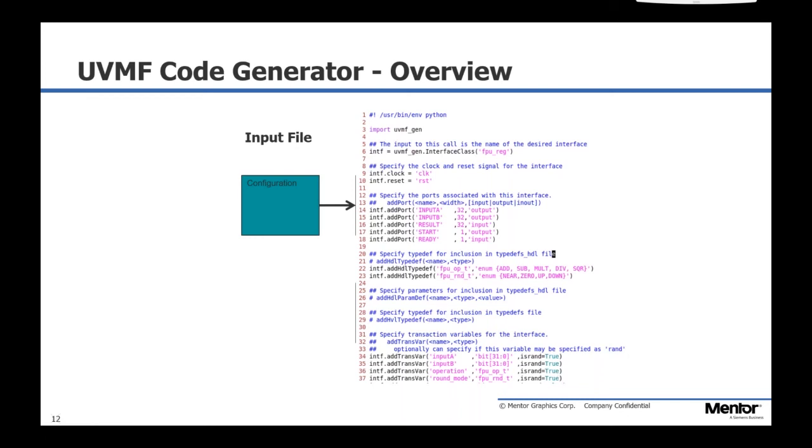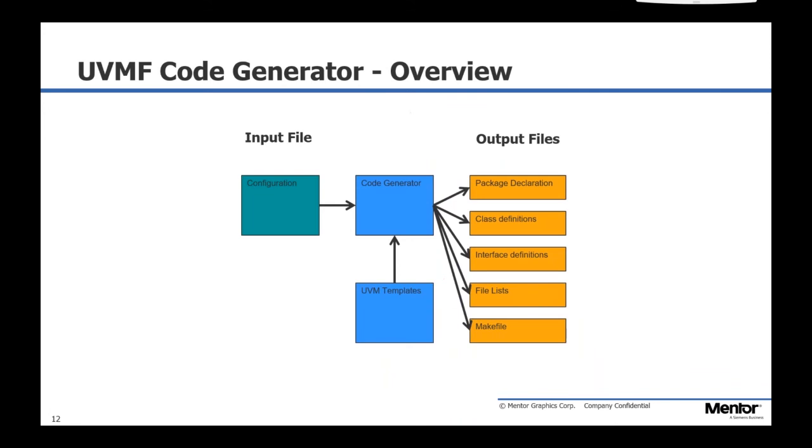So I create that template, and then I pass it to this Python code generator, and it spits out those 15 files for that agent that I showed. But on top of spitting out those 15 files, which is the package declarations, the class definitions, the interfaces, all those things, it also spits out the make file and all the file lists that are going to be needed for compiling all that code.